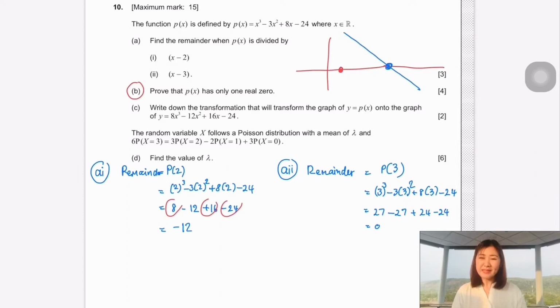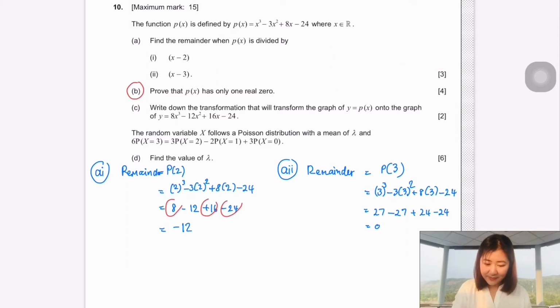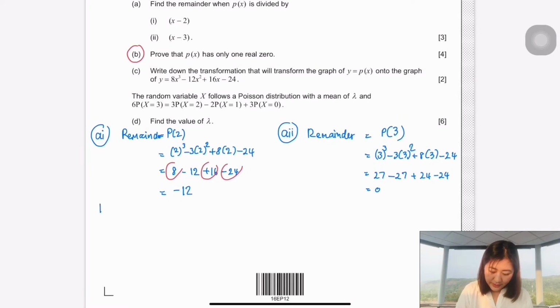So there is no turning point, which means your gradient doesn't change. When the gradient doesn't change, there's no turning point. So we're going to analyze it from the gradient, p′(x). Here in (b), we find p′(x) first. So you have 3x² − 6x + 8, right?